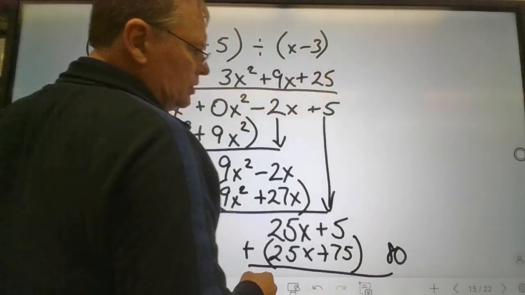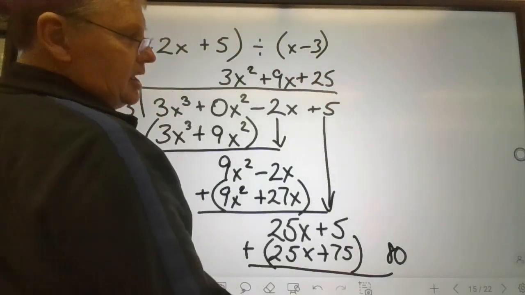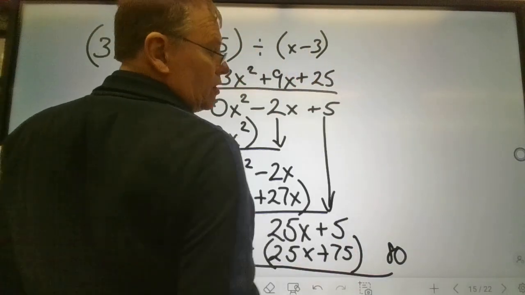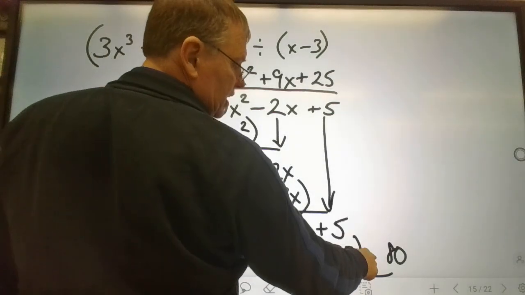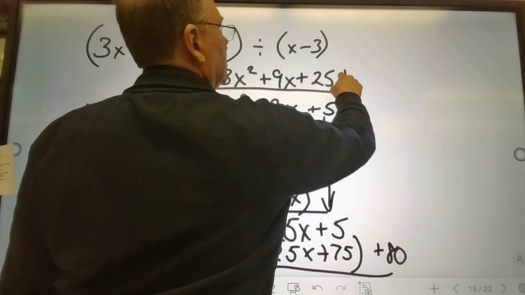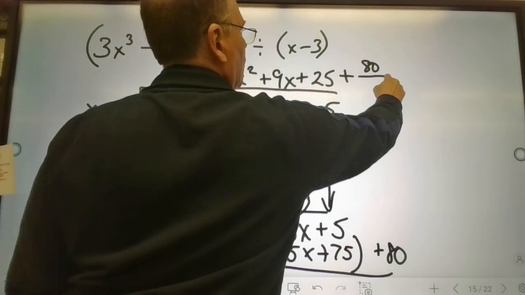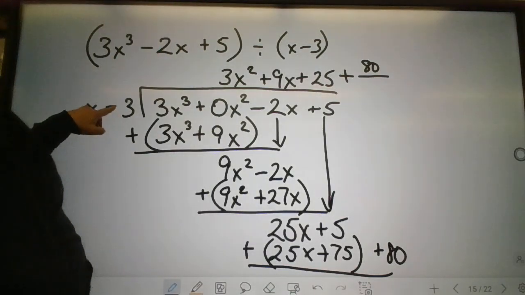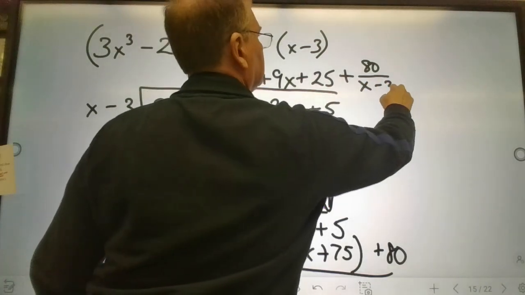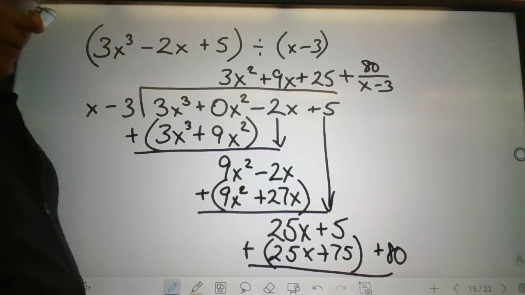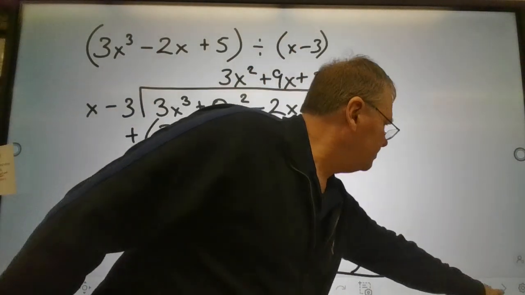I'm running out of space. I have nothing more to bring down. I ran out of room, so now comes my remainder. Since that's a positive 80, it's going to be a plus sign right here. 80 over my divisor, x minus 3. Isn't that fun?